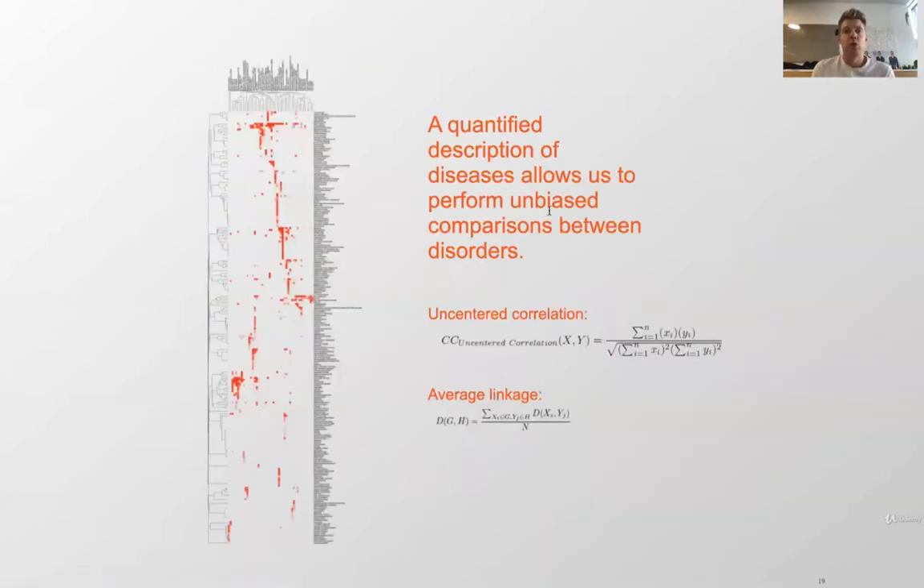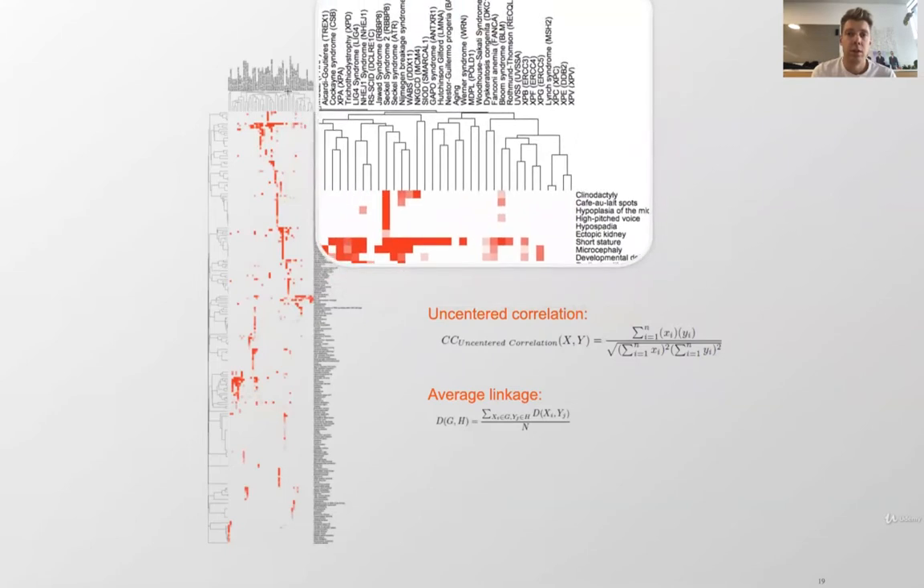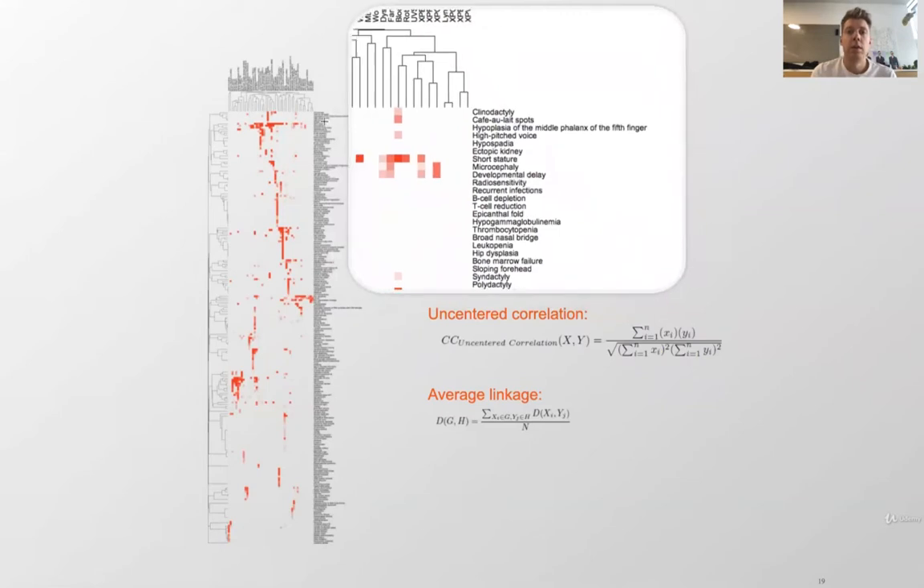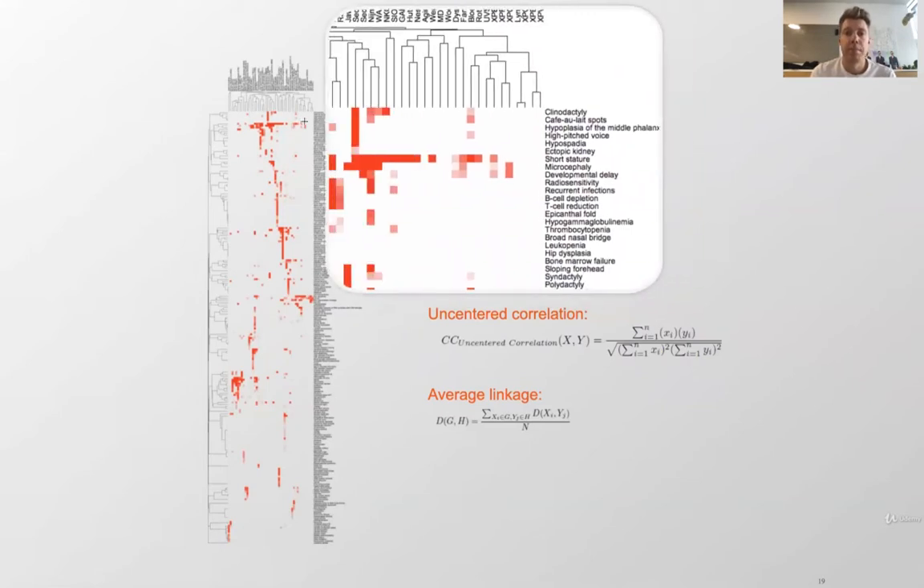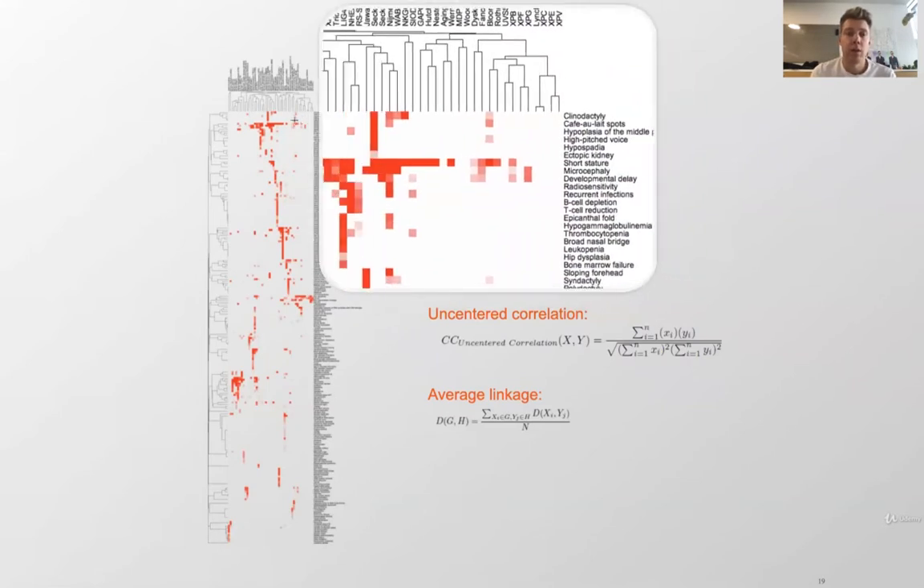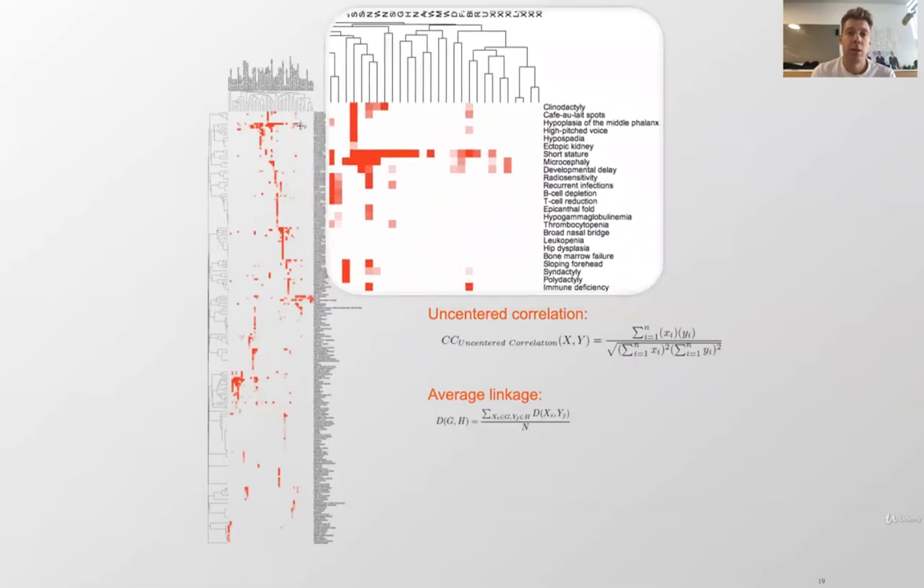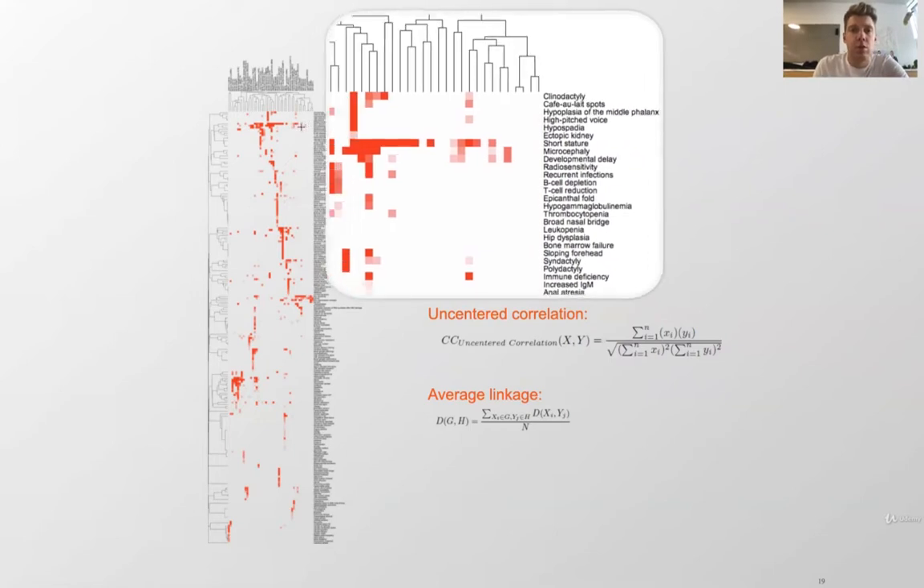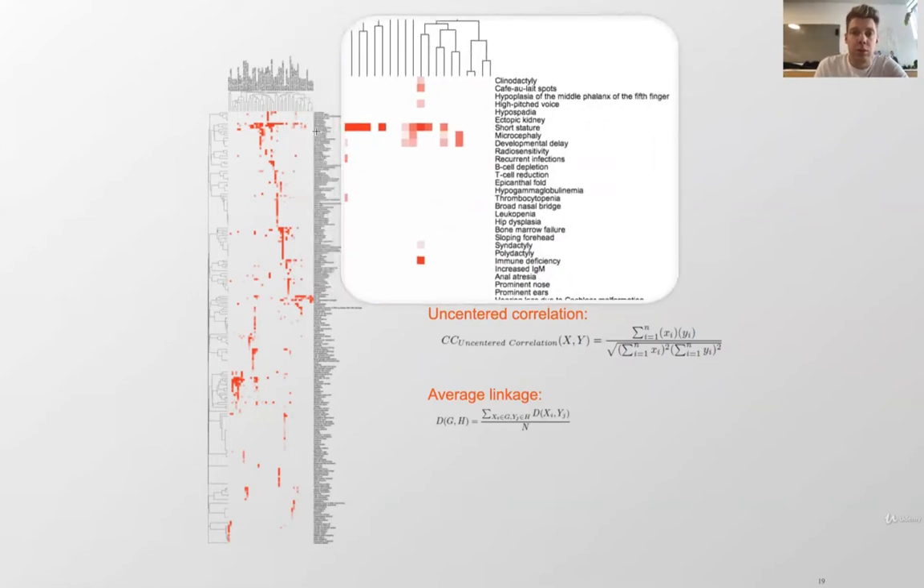So because we have this quantified description of diseases, including a quantified description of aging, we can see how different diseases associate with each other. So here we have each column is a disease and each row is a phenotype. And then we can actually do hierarchical clustering. Of course the red dots here represent the prevalence of that particular feature, and the darker, the higher the prevalence. So we can see certain features associated with each other.